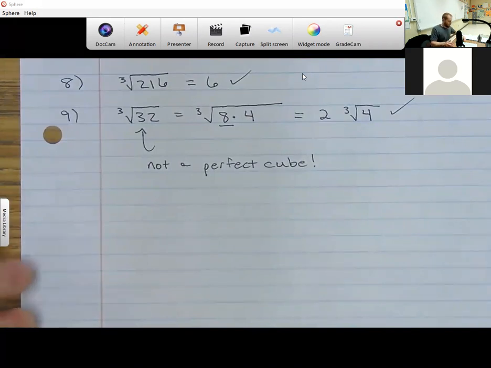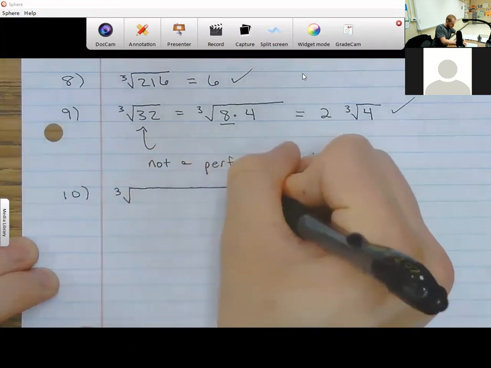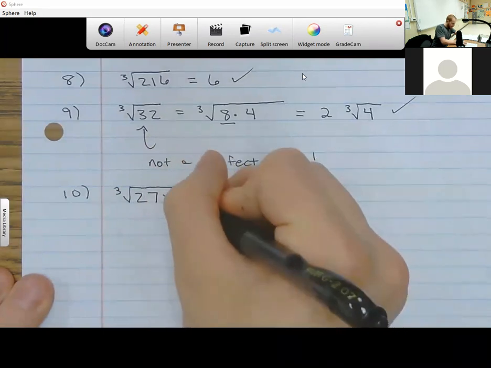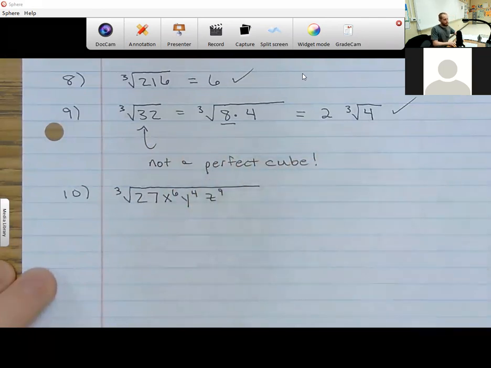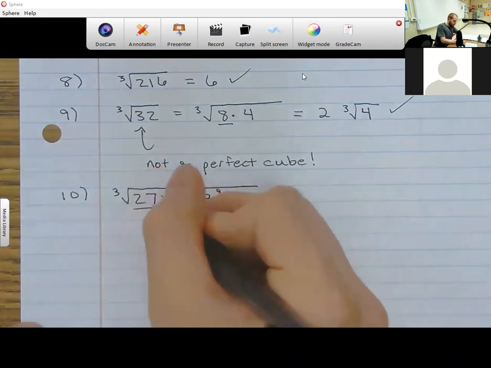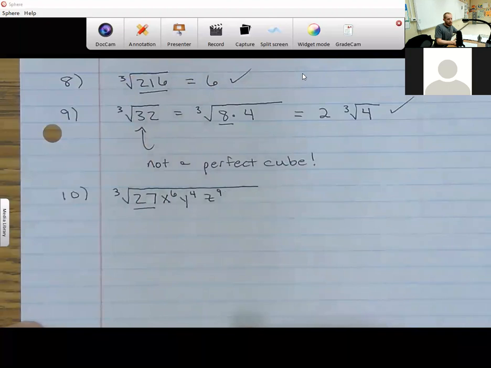All right. And the last one is number 10. Let's take a look at that. Cube root of 27 x to the 6, y to the 4, z to the 9th. Okay, let's talk about this. What is the cube root of 27? 27 is actually a perfect cube. You can take that out, right? Just like 216 was a perfect cube. What's the cube root of 27? The cube root of 27 is 3.